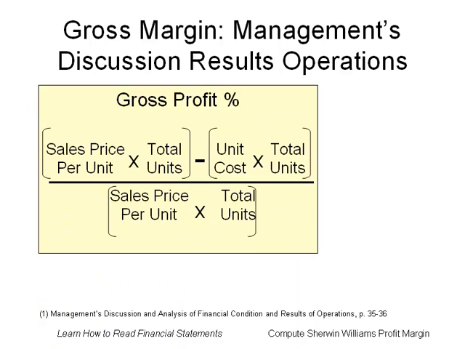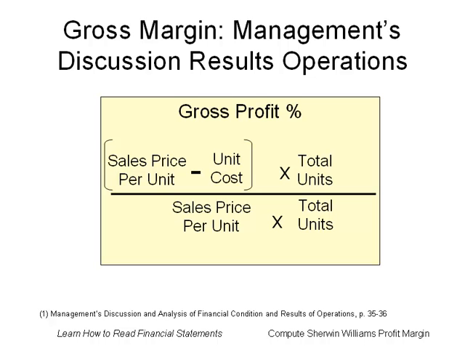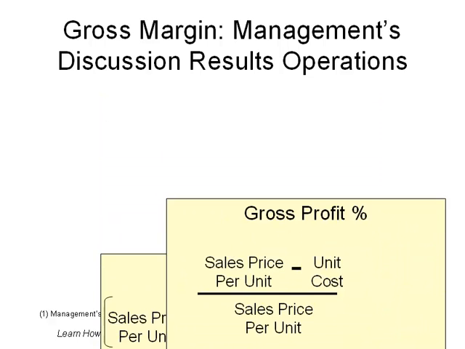Sales is equal to the sales price per unit times the number of units. The cost of goods sold is equal to the unit cost times the number of units. If we isolate the number of units, we have sales price per unit minus unit cost times the number of units, and this is divided by sales price per unit times the number of units. The number of units actually cancels out, which means that just selling more units won't affect your gross profit percentage.